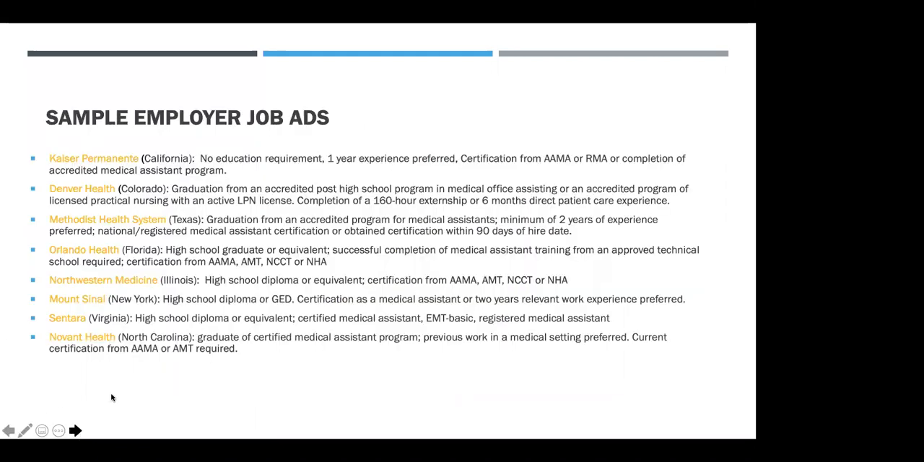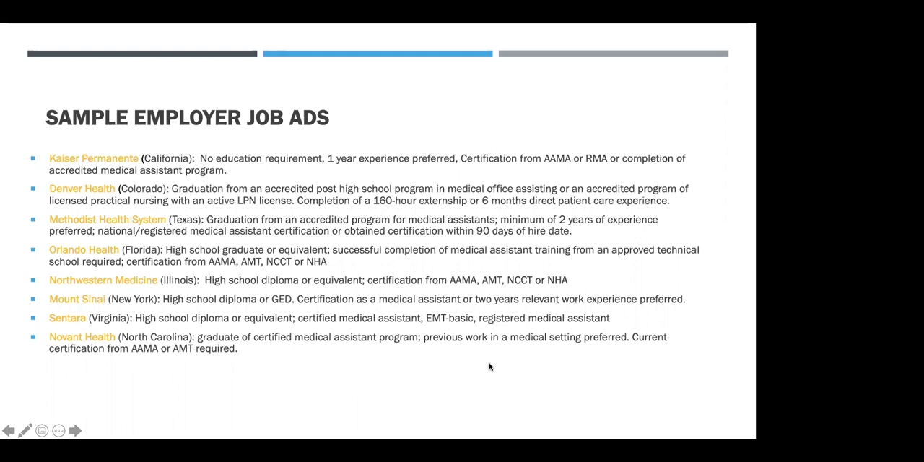Nancy, you could do chats for now because I'll spend some time on this slide. So before you start looking at the specifics of this slide, let me just explain what I did here. I wanted to give you all job ads, sample job ads from various healthcare systems across the country.